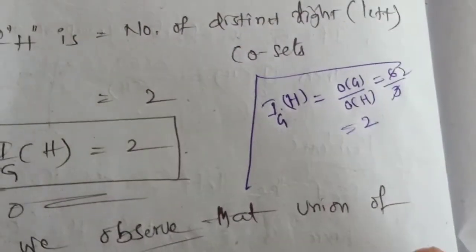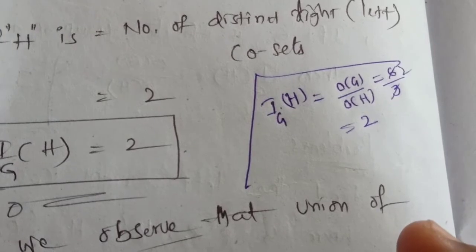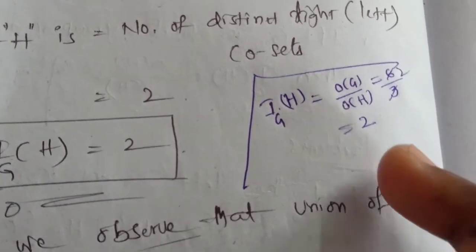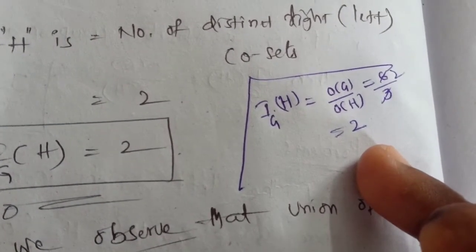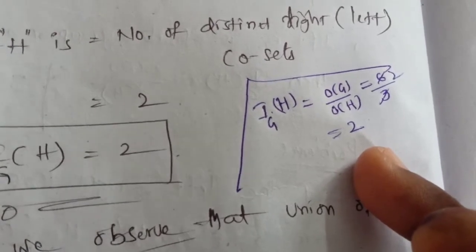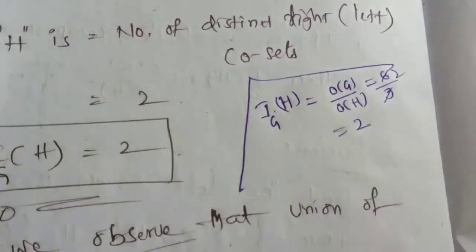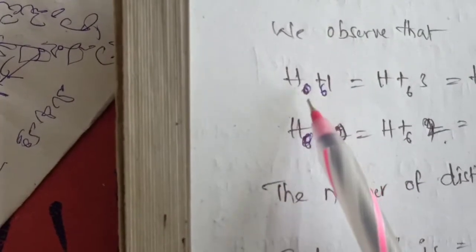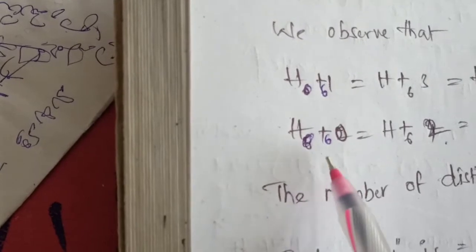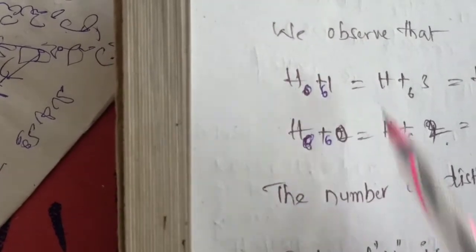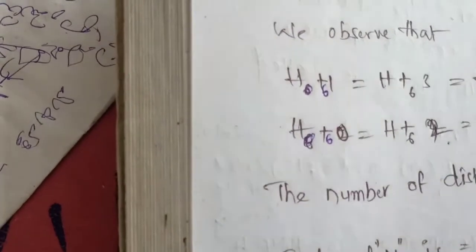So when the group is a finite group, then we can use this formula also. The number of distinct cosets is 2, so the index is equal to 2. The distinct cosets, we can say simply, are H addition modulo 6 1 and H addition modulo 6 0. These two are the distinct cosets.